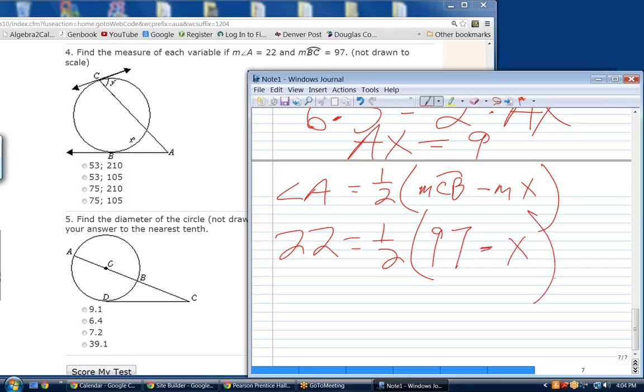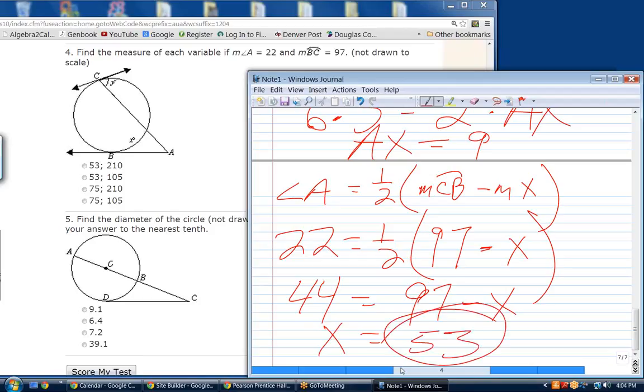Well, we can solve for x based on that. So we get 44 equals 97 minus x. Move x to the other side, 44 to the right, and I get 53 for the measurement of x. And then the measurement of y.